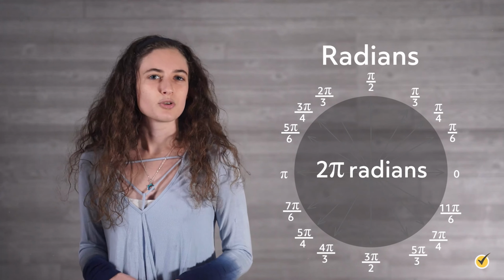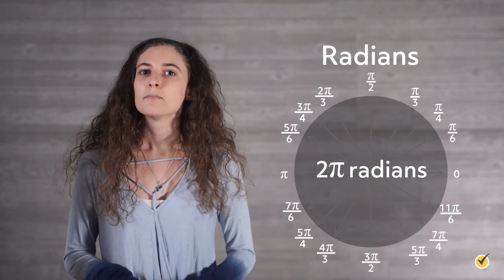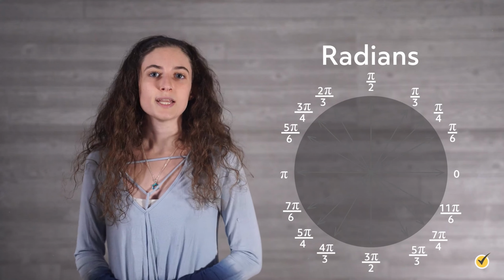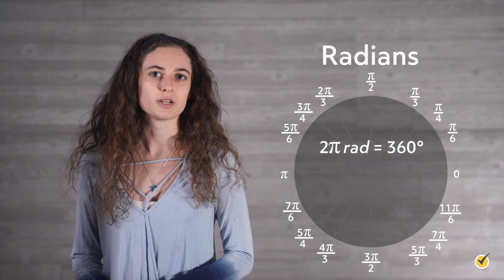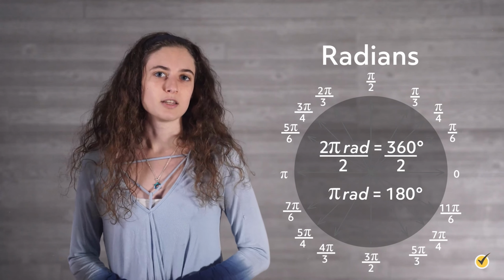Think of radians and degrees like centimeters and inches. There are 2 different forms of measurement, but they can be used to measure the same thing and can be converted between. The conversion used for radians and degrees is 2 pi radians equals 360 degrees, or if you simplify that, pi radians equals 180 degrees.